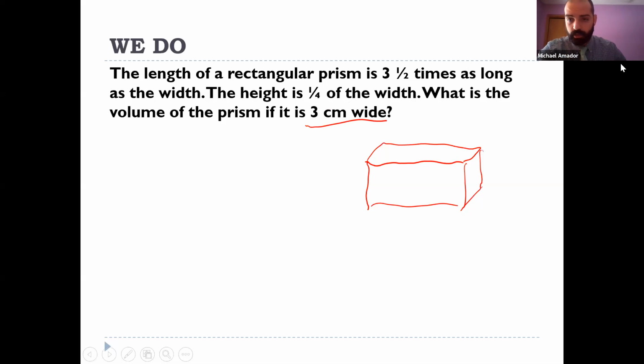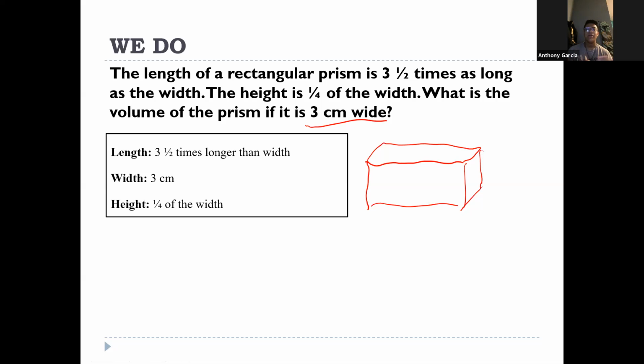Anthony, what do we know? What information can we list that we know which is going to be useful to us? We know that the length is like 3.5 times as long as the width, which means that we're gonna probably have to divide in order to try to find the width. Okay, so we know that the length is 3.5 times longer than the width.